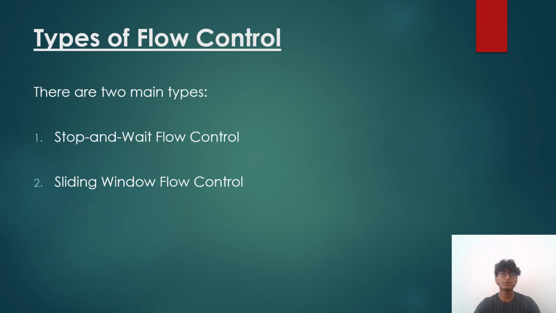Now let's go over to types of flow control. So there are mainly two types. First is the stop and wait flow control, and the second is the sliding window flow control, which is also called the sliding window protocol. Let's do a brief introduction about stop and wait, and then we will go to the sliding window protocol. The stop and wait flow control basically sends one frame at a time, whereas the sliding window allows multiple frames to be sent before acknowledgement.